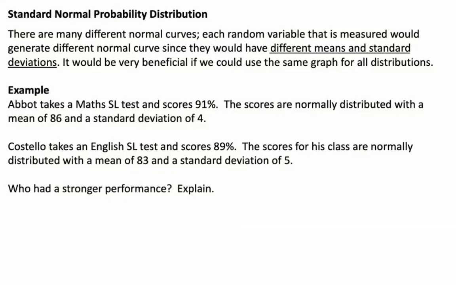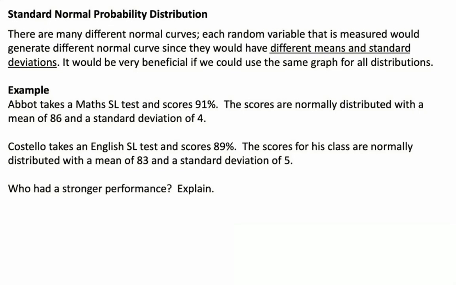In this lesson, we are going to be looking at the standard normal probability distribution. There are many different types of normal curves. Each random variable that is measured has a different normal curve since every variable will have its own mean and own standard deviation. So the goal of a standard normal probability distribution is to be able to standardize various normal distributions that all have different means and different standard deviations.